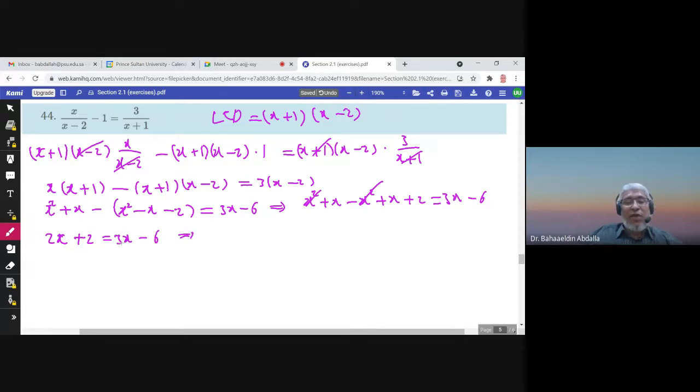So if I take 3x to the other side, 2x minus 3x would be negative x, and negative 6 minus 2 is negative 8, and then the answer is x equals 8. And you can check the answer easily. 8 minus 2 is 6, minus 1 should be equal to 3 over 8 plus 1, which is 9. So this is 1 over 3, and this is 4 over 3 minus 3 over 3, which is 1 over 3. So that's actually correct, and that's the answer.